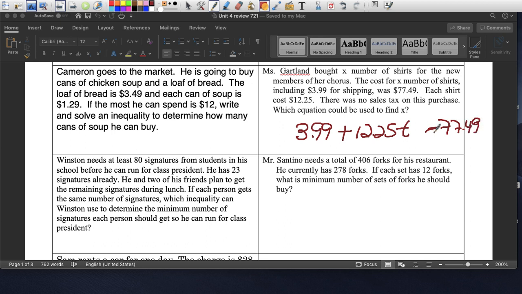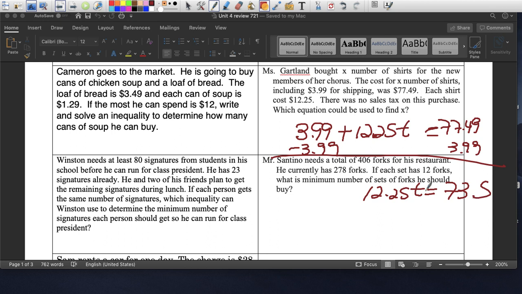We want to know how many T-shirts we bought. Well, okay, so again, it's not the procedural part, it's just being able to understand, which is not that difficult anyway. Minus 3.99 equals 73.5. So if we divide by 12.25 on both sides, T equals 6 shirts. So how many shirts did they buy? 6 T-shirts. Okay.